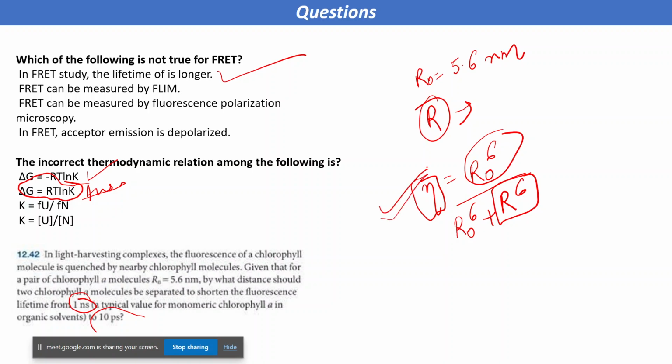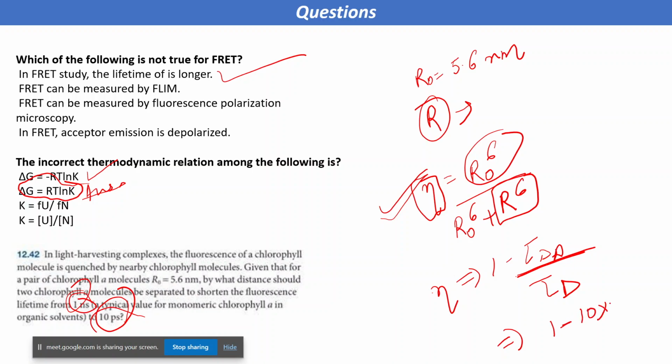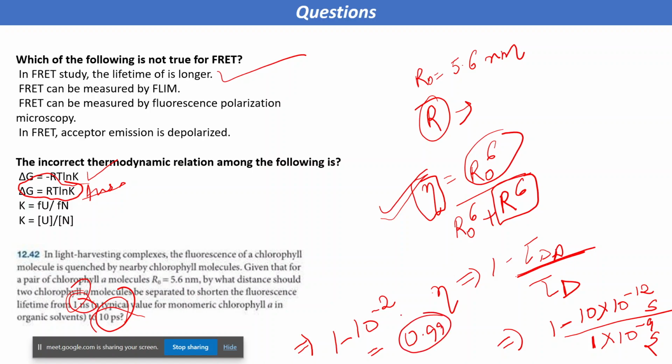So firstly you will calculate this. How can you calculate the energy transfer efficiency? You know this formula: 1 minus the fluorescence lifetime of donor in the presence of acceptor divided by the lifetime of donor only. The lifetime of donor with acceptor is 10 picoseconds, and with donor alone it's 1 nanosecond. So it will be 1 minus 10 picoseconds, which you convert into seconds, divided by 1 nanosecond for the donor. After solving it, it comes to 1 minus 10 to the power minus 2, that means 0.99. So now you know the energy transfer efficiency is 0.99.